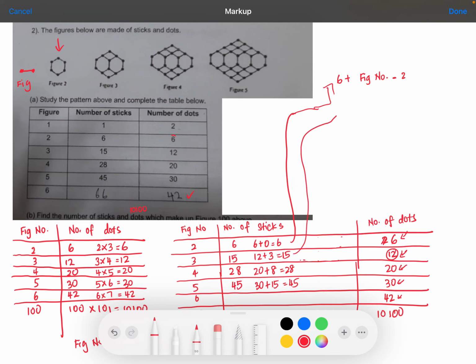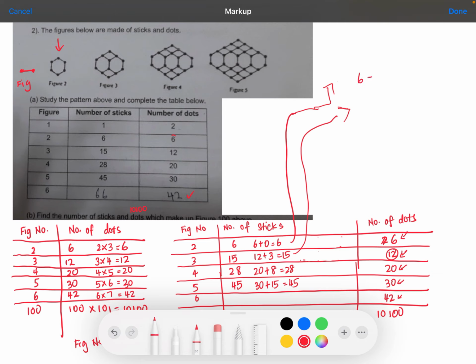Will I be able to get it? It will be 12 plus figure number minus 2. But in this case, my answer will be 13. Then I know that this pattern is wrong. So let's just refine it. So this is actually called trying it out to see how I can actually get the answer. Let's go to the continuous.